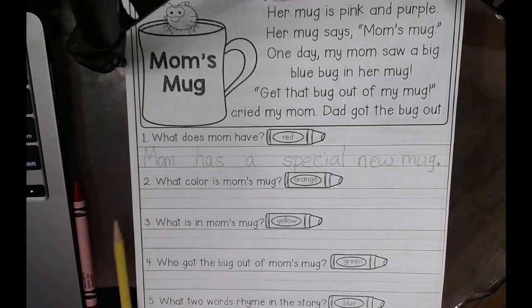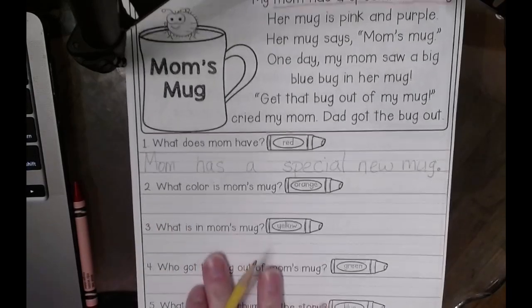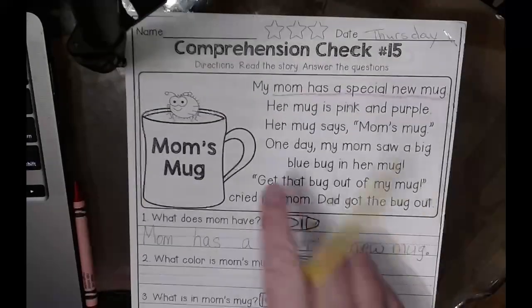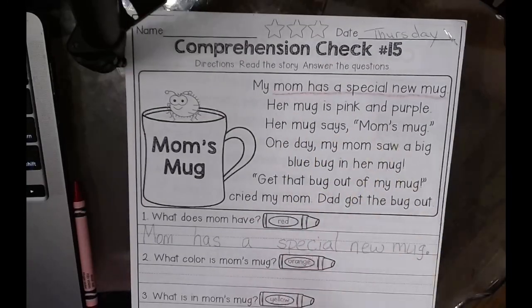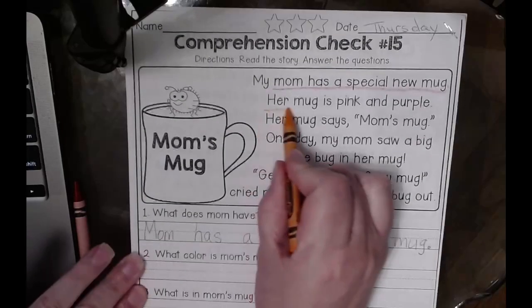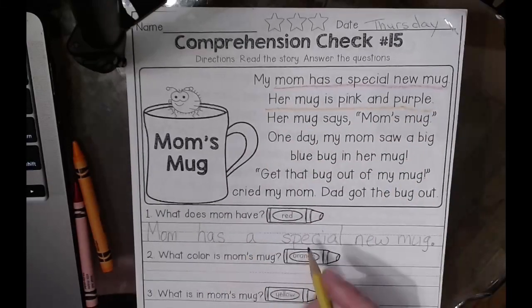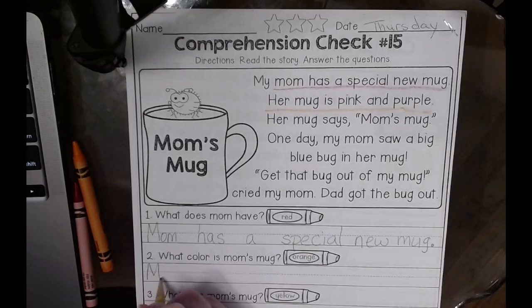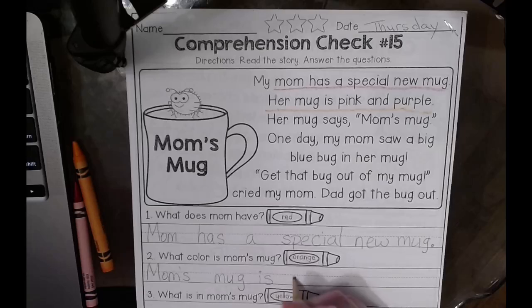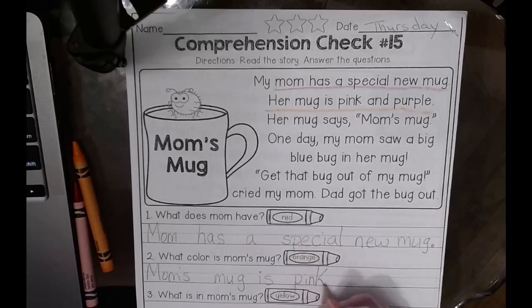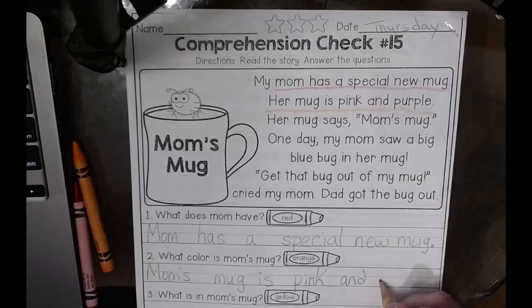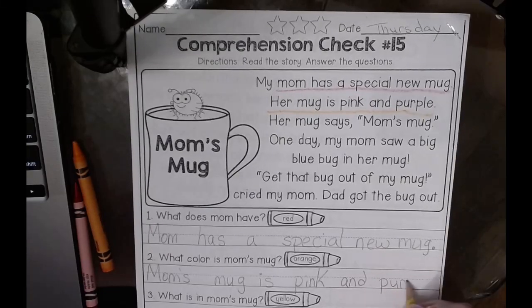Number 2, what color is Mom's mug? Again, go back up here. Her mug is pink and purple. So with my orange crayon, and they could copy that exactly. I'm going to write Mom's mug is pink and purple.